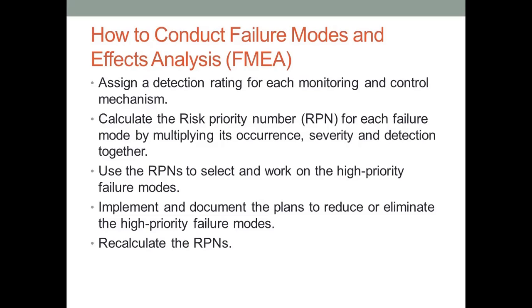Implement and document the plans to reduce or eliminate the high priority failure modes. So the high priority failure mode should be your major priority to ensure that the RPNs are reduced by either ensuring you have detection mechanism in place, reducing the impact or reducing the probability of the failure occurring. Then recalculate the RPNs. So recalculating the RPNs ensures that you confirm the effectiveness of your plan to either avoid the failure or mitigate it.